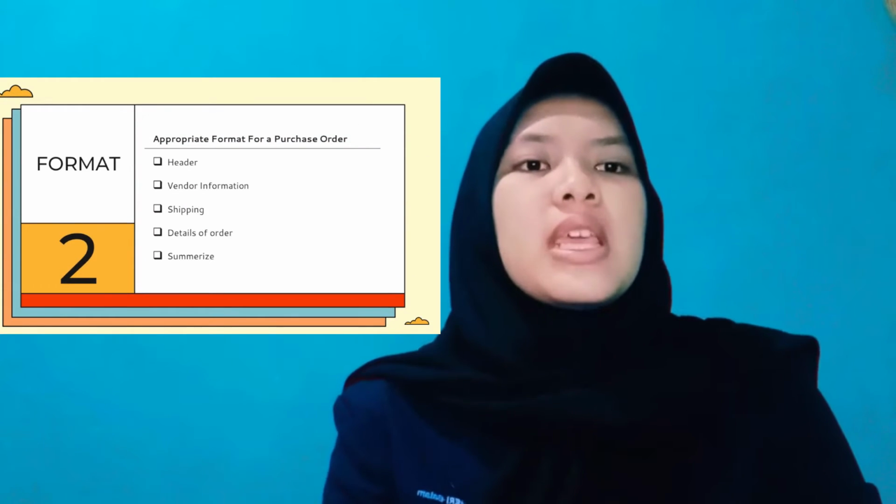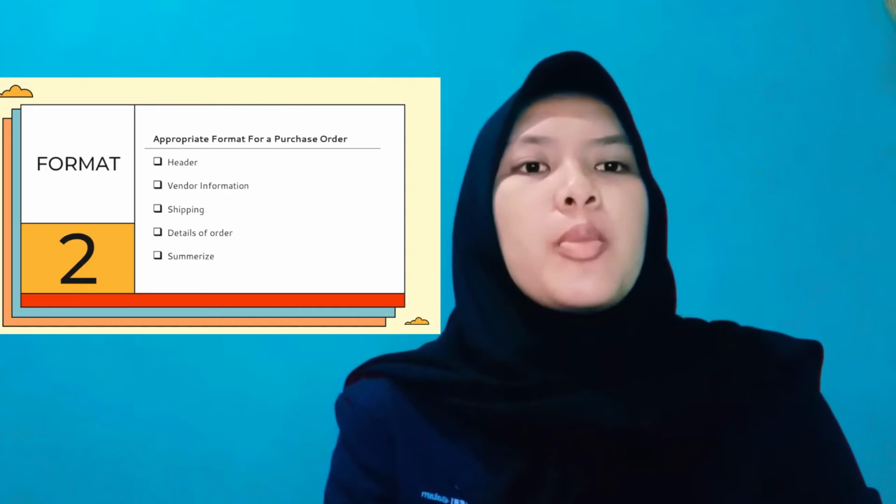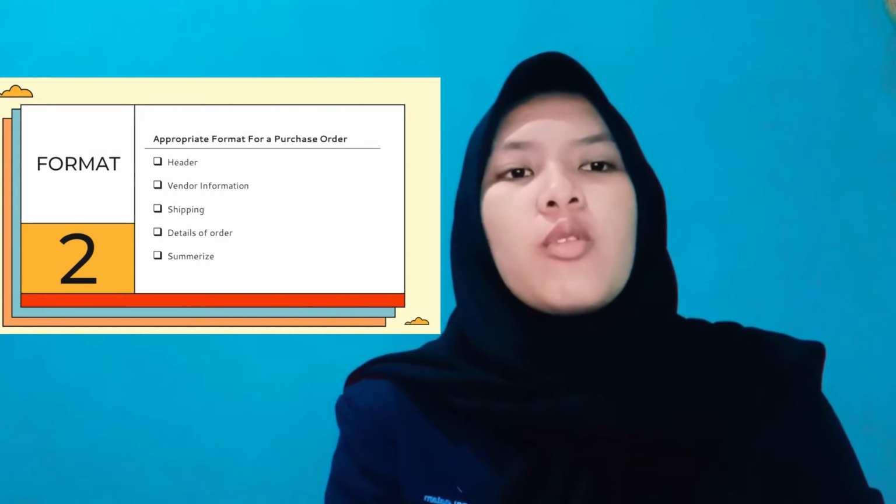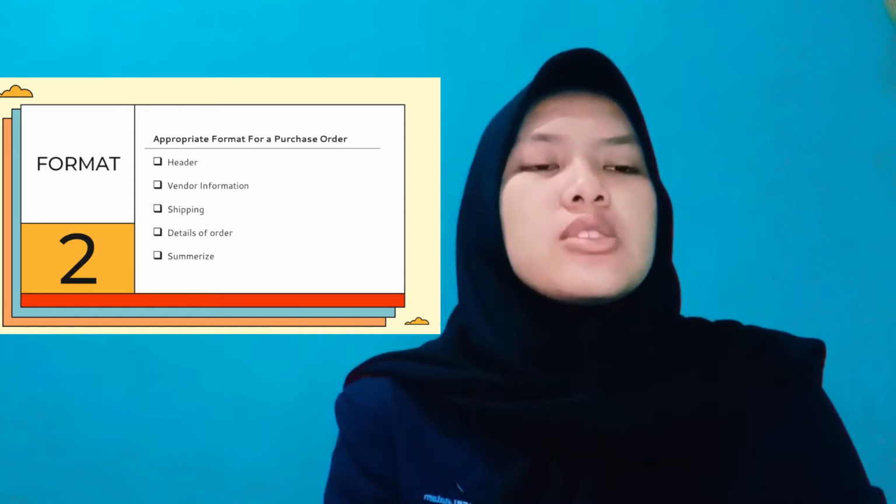Hi, my name is Fatima Zahra. Here I will explain about format. When we buy something, this is the order format. The appropriate format for a purchase order consists of header, vendor information, shipping, details of order, and summary.